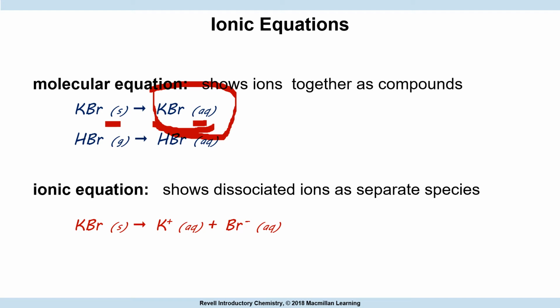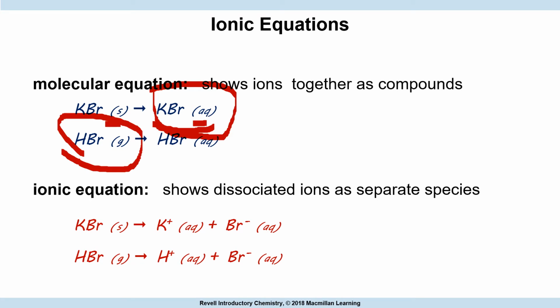Similarly, here's hydrobromic acid, or hydrogen bromide. We're showing it here as a gas. If we dissolve that gas in water, we'll have an ionic equation shown on the bottom there.